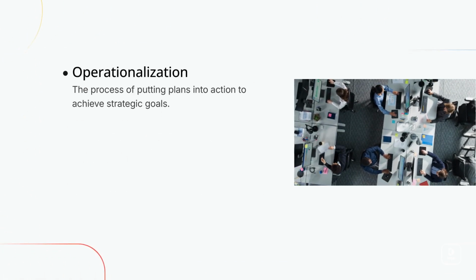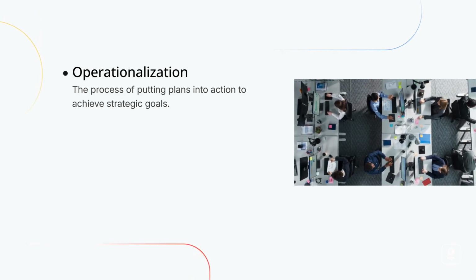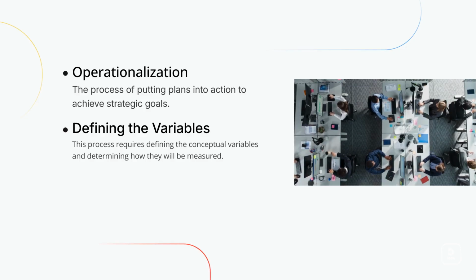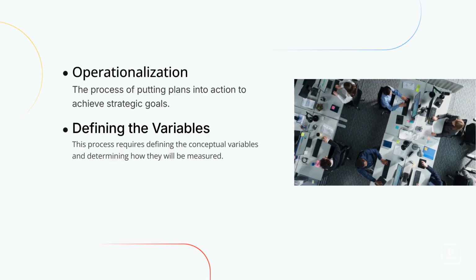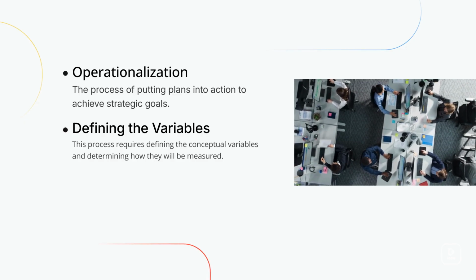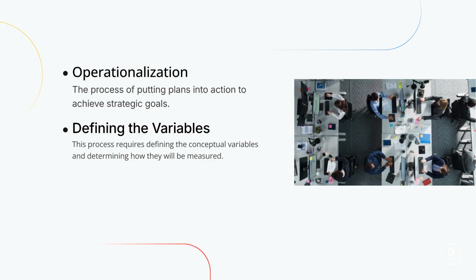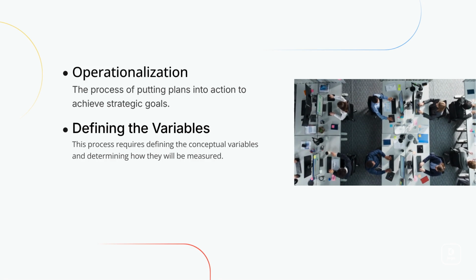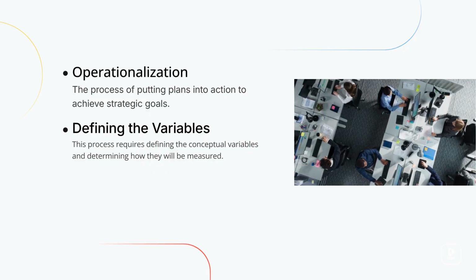Operationalization involves translating abstract conceptual ideas into measurable observations. This process requires defining the conceptual variables and determining how they will be measured. For instance, if you aim to measure managerial leadership in an educational setting, you might operationalize this concept by asking school managers to rate their leadership skills on specific scales and by obtaining anonymous feedback from their direct employees.